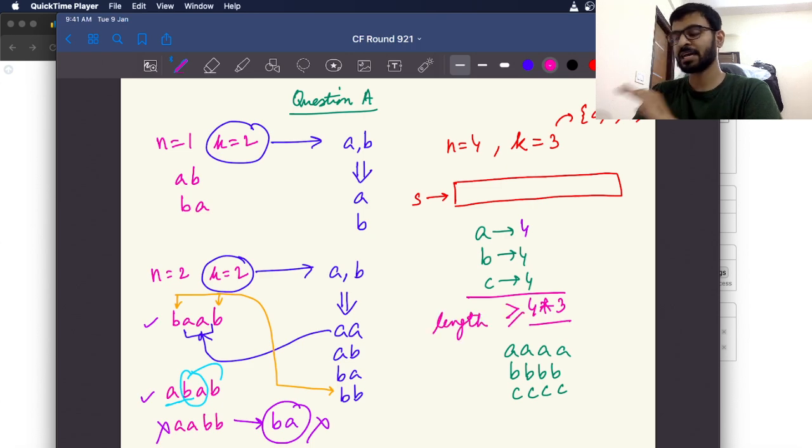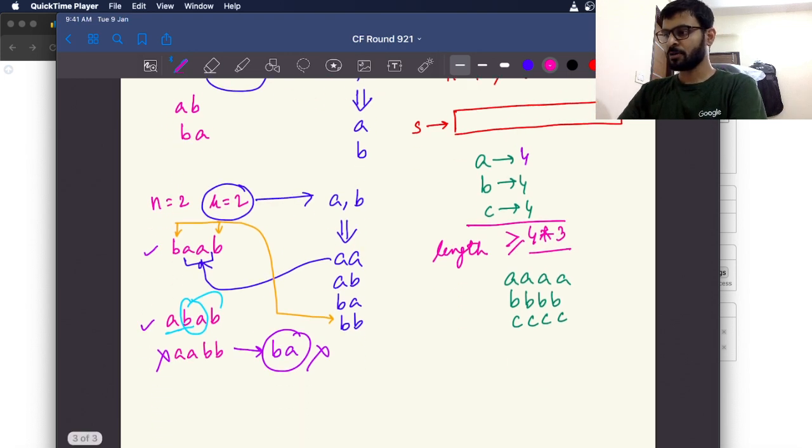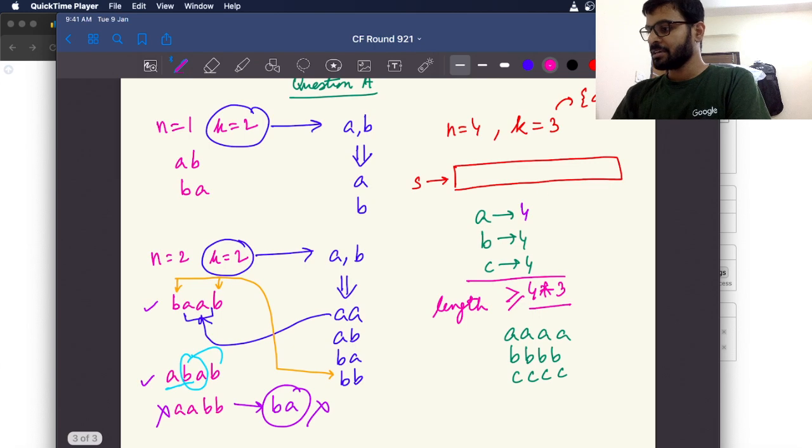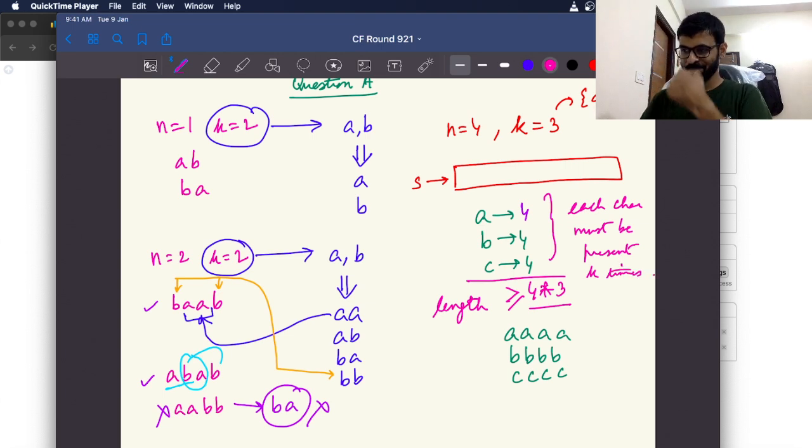Why? Because these characters definitely I need. Apart from this, if I need any more characters, I may need. But what we first understand is each character must be present n times. Got it? So that's it.